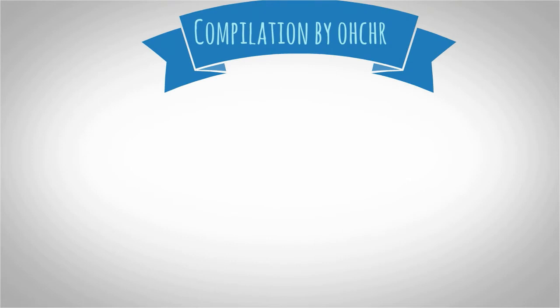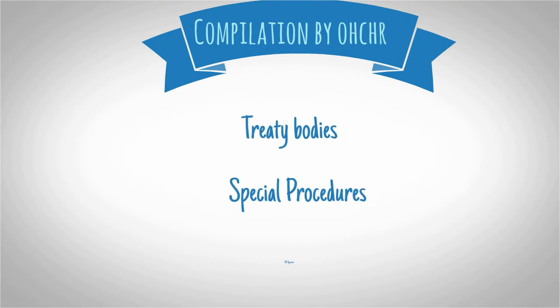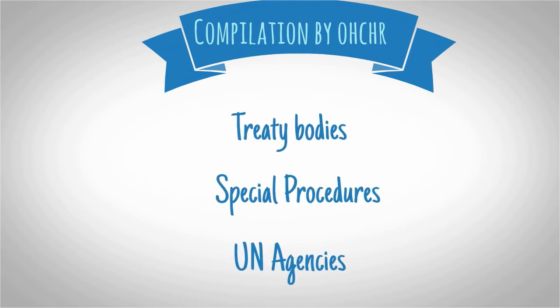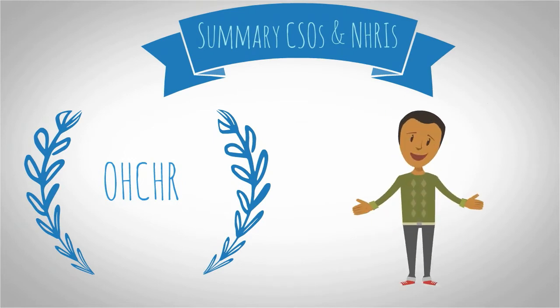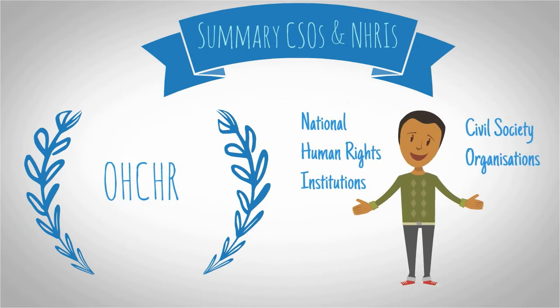A compilation by the Office of the High Commissioner for Human Rights of information from treaty bodies, special procedures, and UN agencies. A summary drafted by the OHCHR based on the information received from national institutions and CSOs.